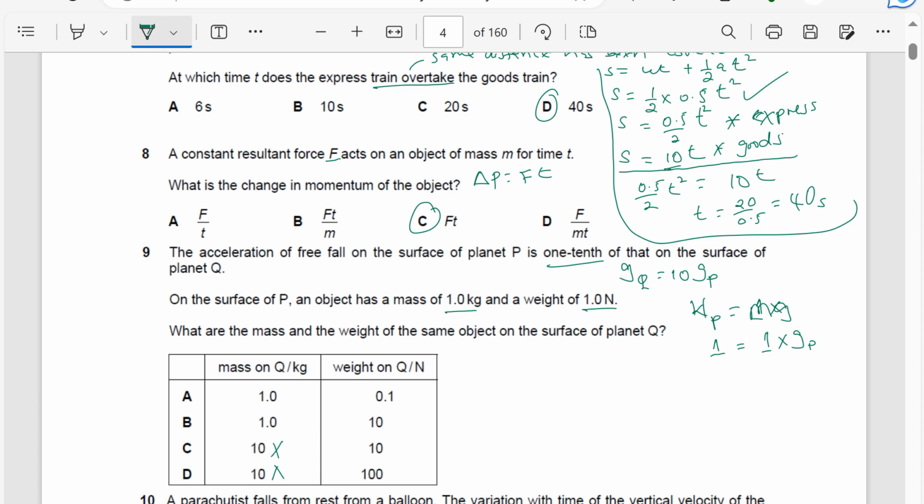So let's check for Q. The weight on Q, I'll call it WQ, is equal to the mass on Q, which of course will be the same, times g on Q. Remember, g on Q is 10 times g on P. So I'll simply say 10 times g on P. So I solve these two equations, maybe by dividing. When you divide the two equations, you notice that the weight on Q is simply equal to 10 newtons. So the answer is going to be B.